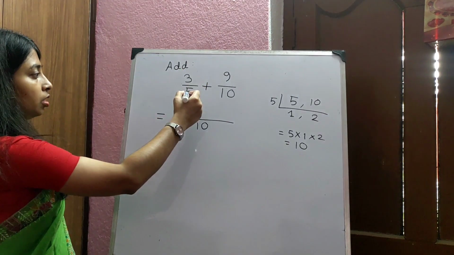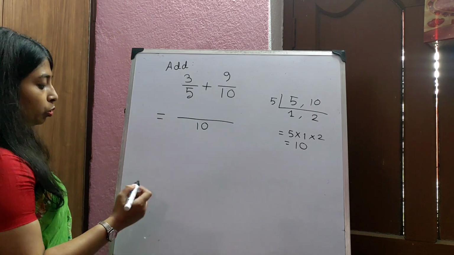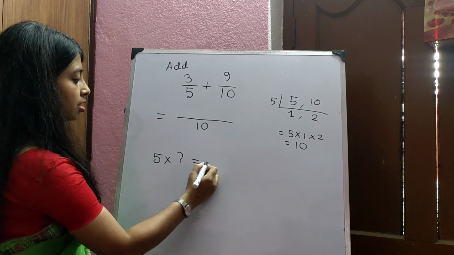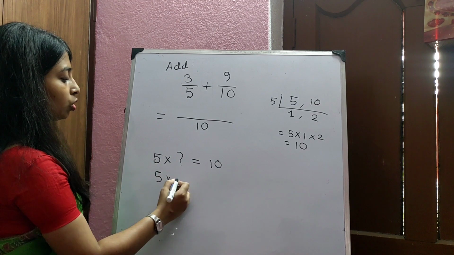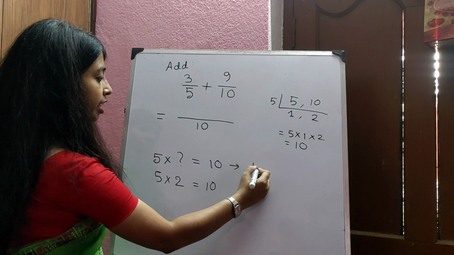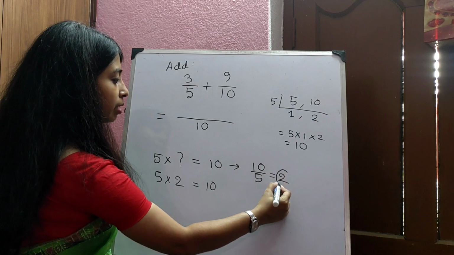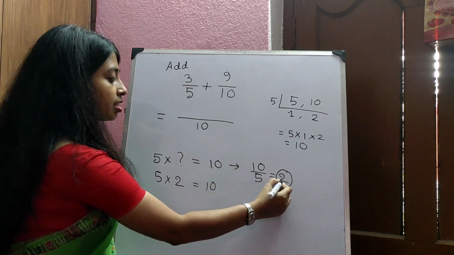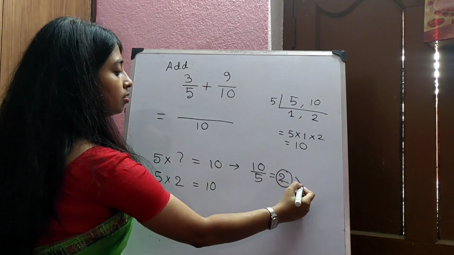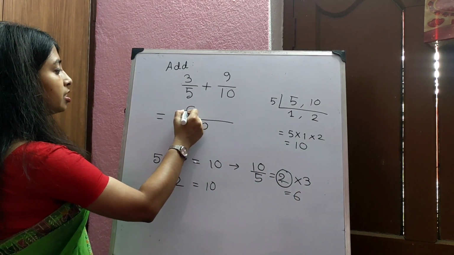Now for the first term, we will see 5 multiplied by how much equal to 10. So the first step we need to do, 5 multiplied by how much is 10. So 5 multiplied by 2 is 10. If you don't know the answer, then you can just divide 10 by 5. So we will get 2. So 5 multiplied by 2 is 10. Now this number will be multiplied with the numerator. We have to multiply this with the numerator, so the term will come 6. So here we will write 6.